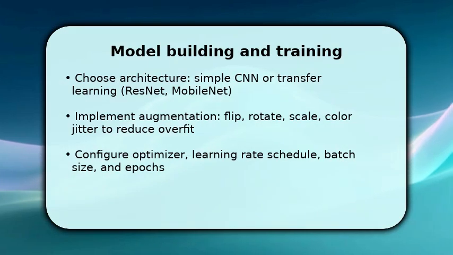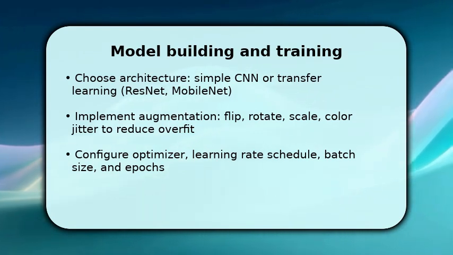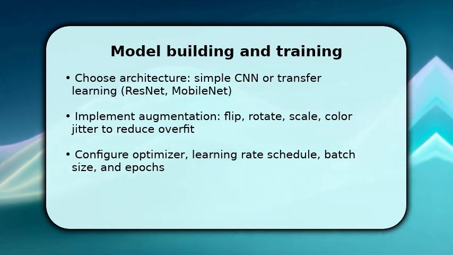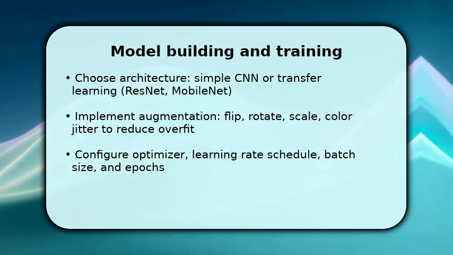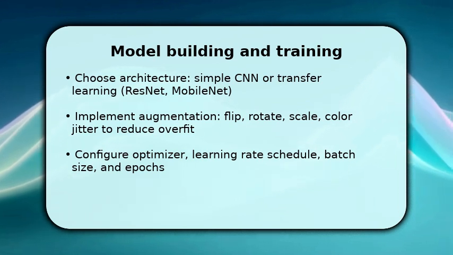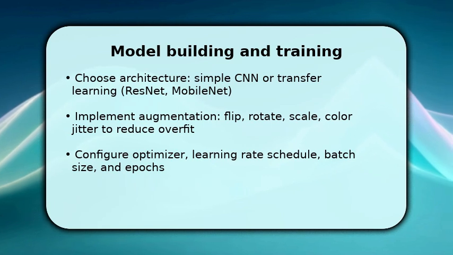Now you construct and train the model. Pick a simple CNN for from-scratch experiments or apply transfer learning with ResNet or MobileNet for faster results. Implement data augmentation, flips, rotations, scaling, and color jitter to increase robustness. This reduces overfitting and improves generalization.